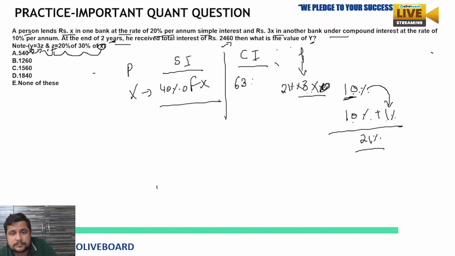Clear? Okay, clear. So is this clear to all of you? So he received a total interest of rupees 2,460.